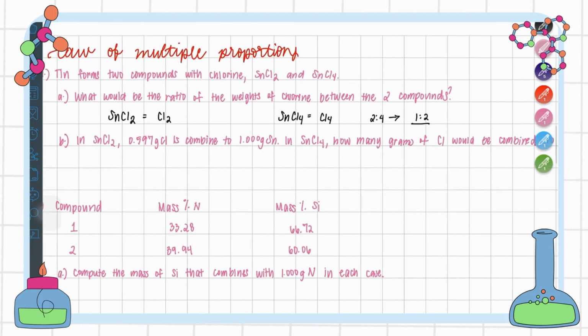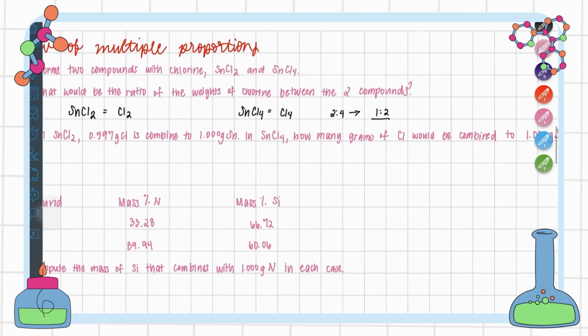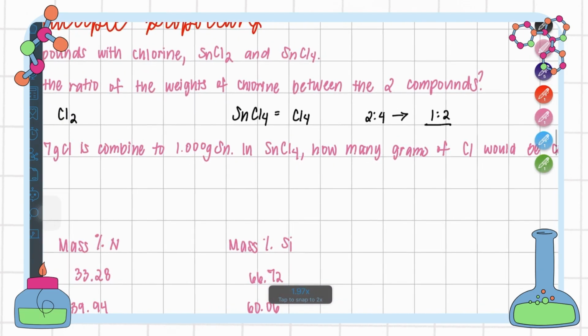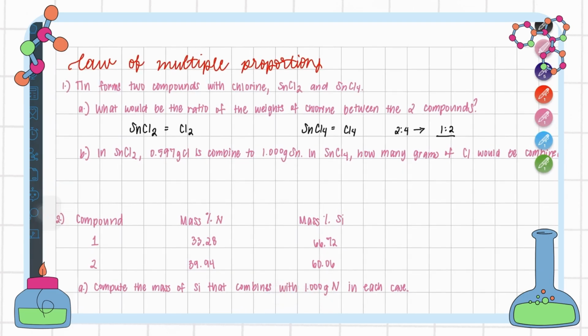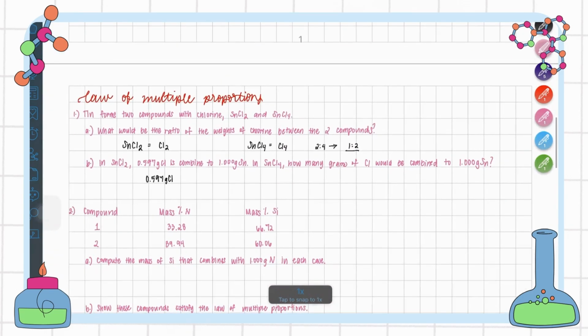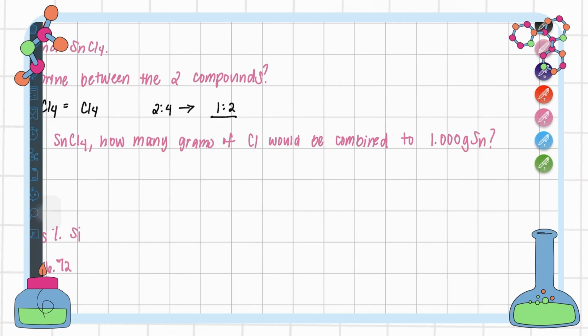For letter B, in SnCl2, 0.597 grams of chlorine is combined to 1 gram of tin. In SnCl4, how many grams of chlorine would be combined to 1 gram of tin? Dahil nga nahanap na natin yung ratio, mas madali na natin ma-compute yung letter B. It states that dun sa compound number 1, meron tayong 0.597 grams of chlorine. And ang hinahanap naman natin is yung grams ng chlorine dun sa second compound.